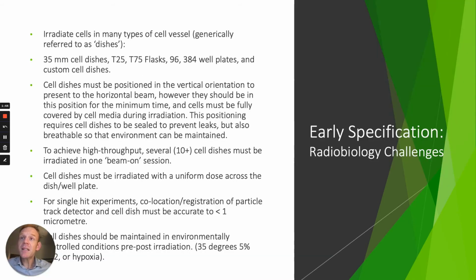So we started out with a list of requirements, and really that was to be as flexible as possible so we could meet the requirements of many different types of experiment. So that was using a wide variety of dishes. Always the dishes had to be positioned horizontally because our beamline is horizontal, which presents a challenge in itself. And we knew that we needed high throughput, so we had to irradiate at least 10 samples in a beam-on session over a range of hypoxic and environmental conditions.